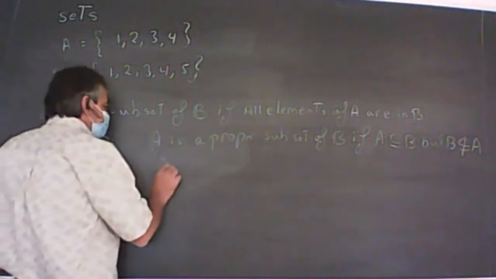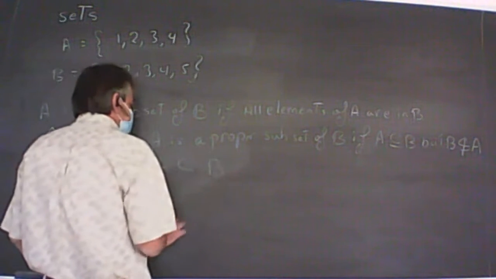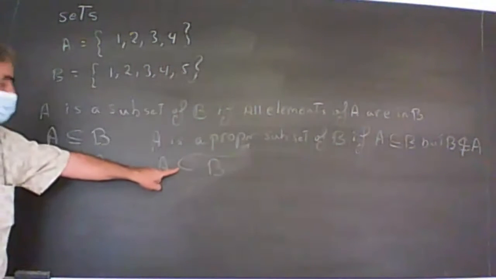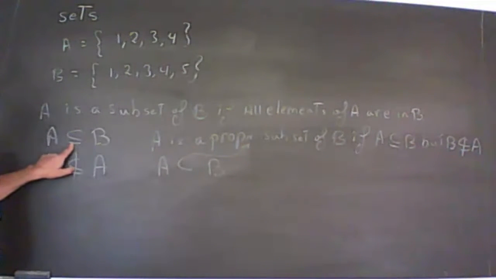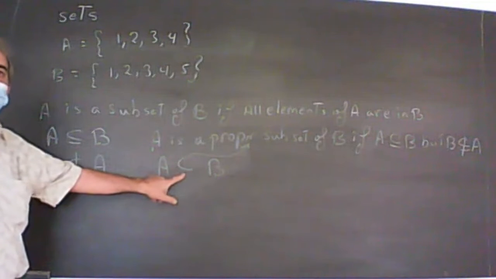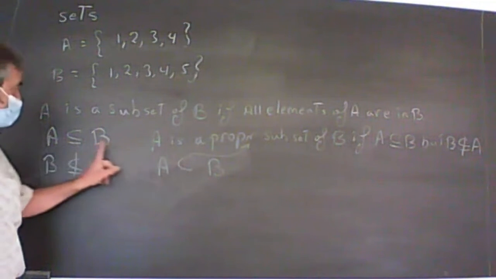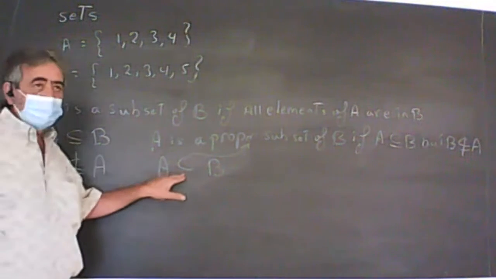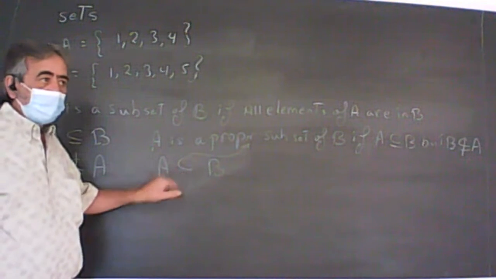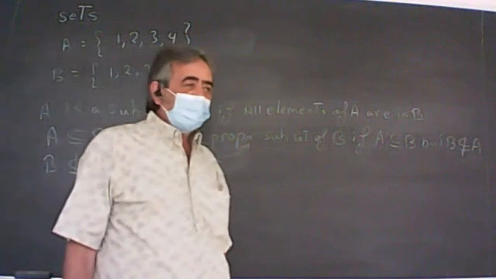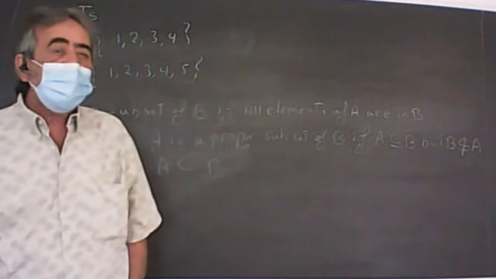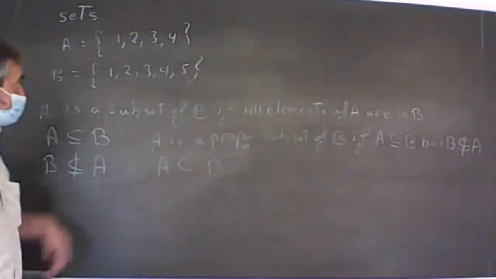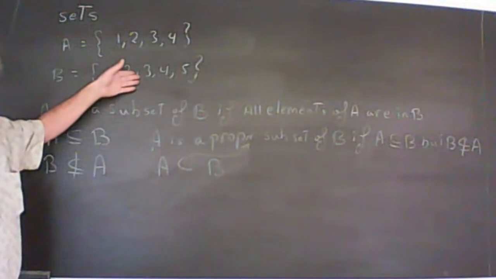A proper subset is represented by the following symbol. Notice the difference between a subset and a proper subset. A subset has, like, the equal sign underneath, right? This one doesn't. When we say A is a proper subset of B, that means A is a part of B, but B is not a part of A. In the situation we have, it is.